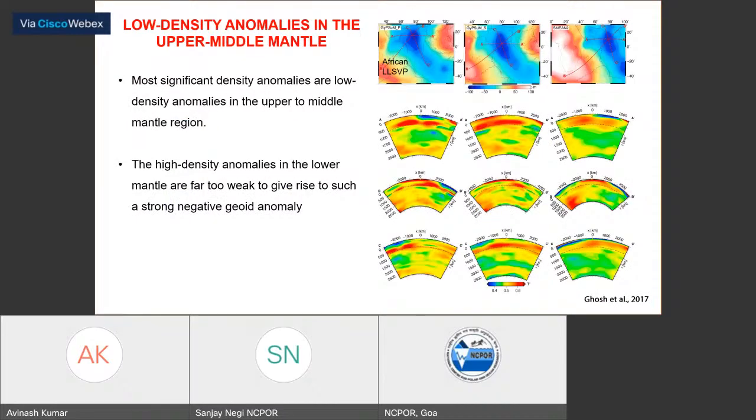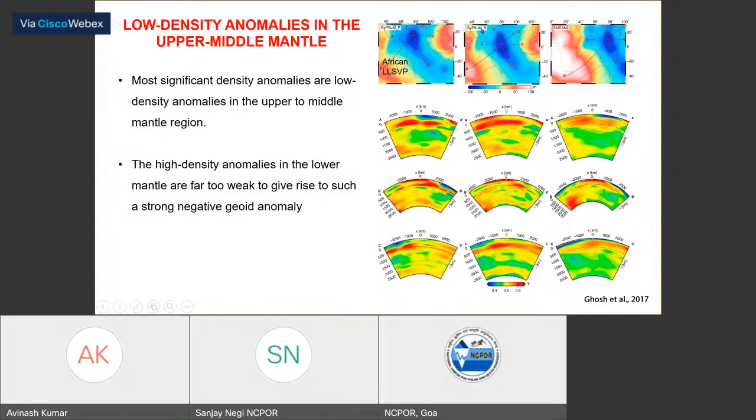Another theory comes from the low density anomalies, which lie in the upper mid-mantle. So here, the main focus was to observe this geoid. This is a geodynamic model, a geoid which was produced using one of the tomographic models, the GyPSuM, developed by Simmons in 2010. And this is the P-wave. This geoid anomaly is produced using the P-wave tomography.